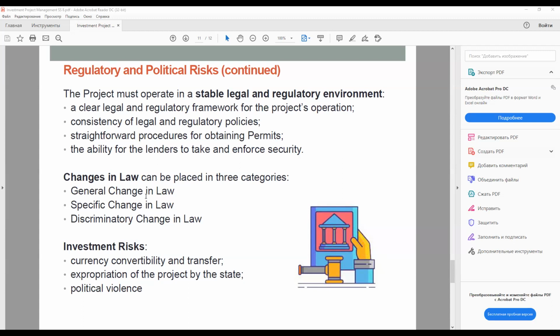Then we have a specific change in law. This covers the industry in which the project company is operating, or the services which it is providing. This could include, for example, higher taxes on emissions by power stations or reduced emissions limits requiring new investment to meet these limits. And finally, we have discriminatory change in law.